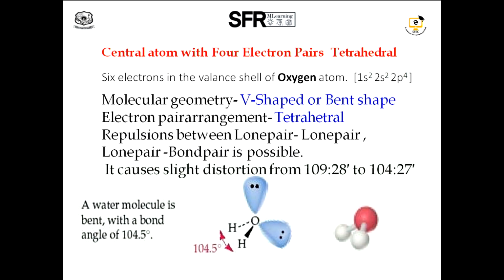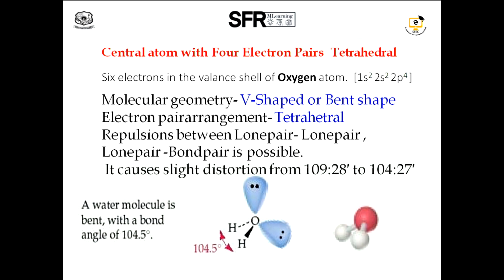Next example, the central atom with 2 bond pairs and 2 lone pairs. The example is the water molecule. So the central atom present in the molecule is oxygen. There are 6 valence electrons. So the molecular geometry of the water molecule is V shape or bent shape. But the electron pair arrangement of the water molecule is tetrahedral. Repulsion between lone pair and lone pair, and lone pair and bond pair, is possible.